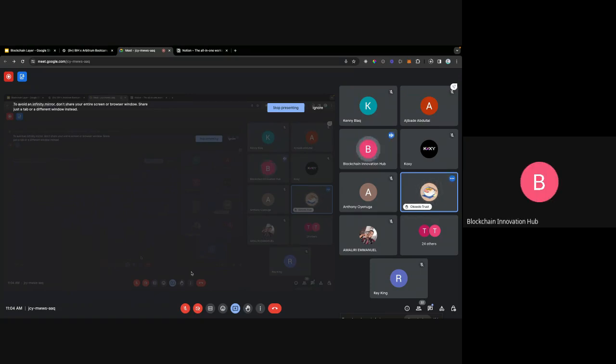Okay, so let me just put it like this. This question is beyond the scope of this class, but I will do my best to answer it. Regarding layer zero, we also have other layers like layer three, four, as many as you want, but the focus of this course is on layer one and layer two. Layer zero is a protocol to enable different layer one blockchains to communicate together. So that's what layer zero is all about.